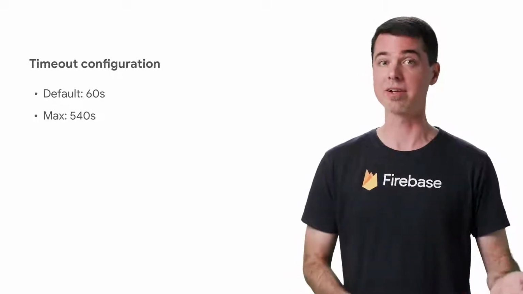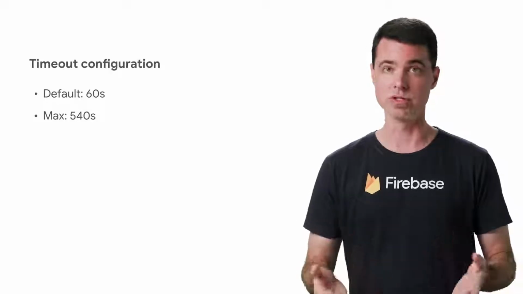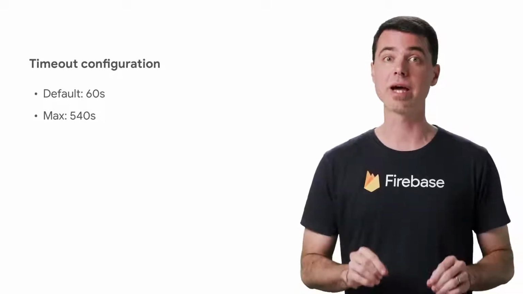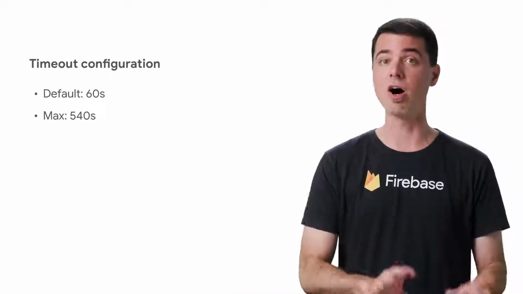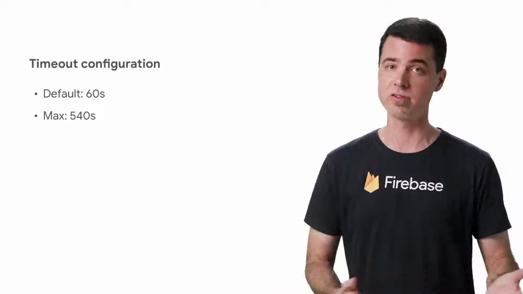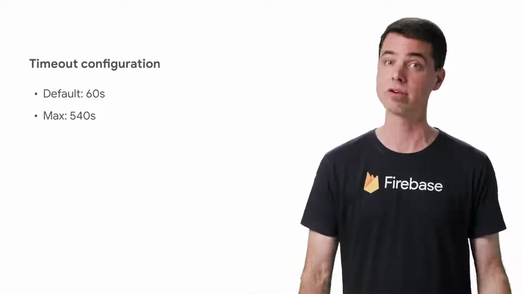You can increase that up to a maximum of 540 seconds, which is 9 minutes. If your work needs more time than that, Cloud Functions might not be the best place to do that work. Consider instead offloading it to another cloud product such as App Engine or Compute Engine to run asynchronously.